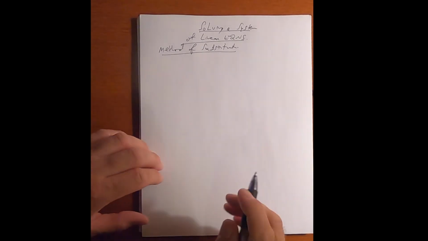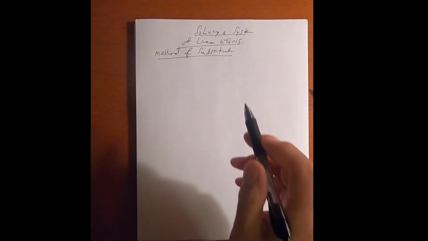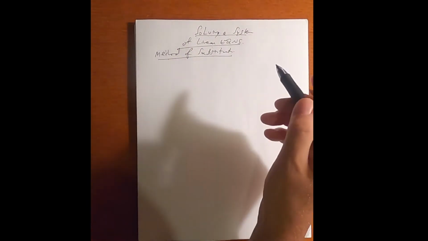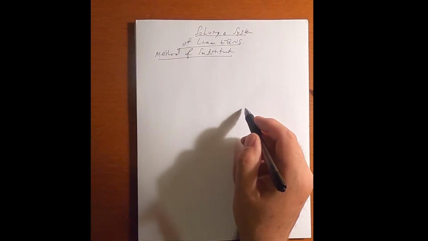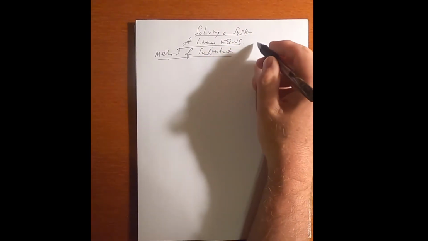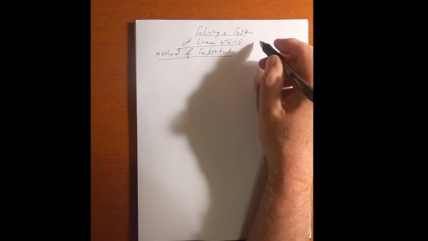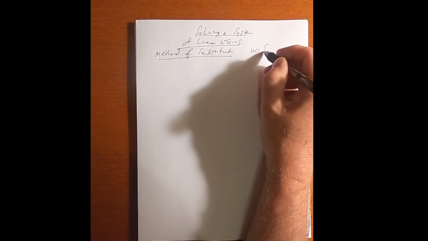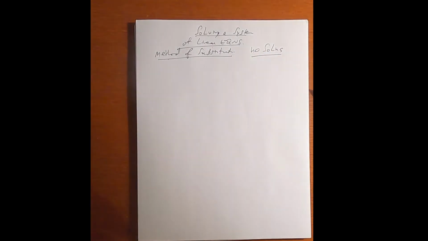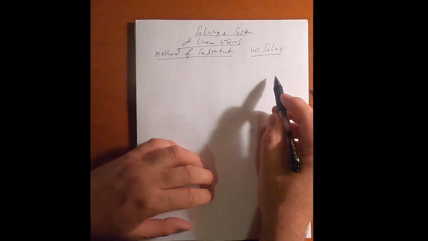Okay, here's the second video in this series. We're solving a system of linear equations by the method of substitution. Today we're going to solve a system where you find that there are no solutions. There's a system where you get one solution, one where you get no solutions, and one where you get infinite solutions. And it has to do with the lines.